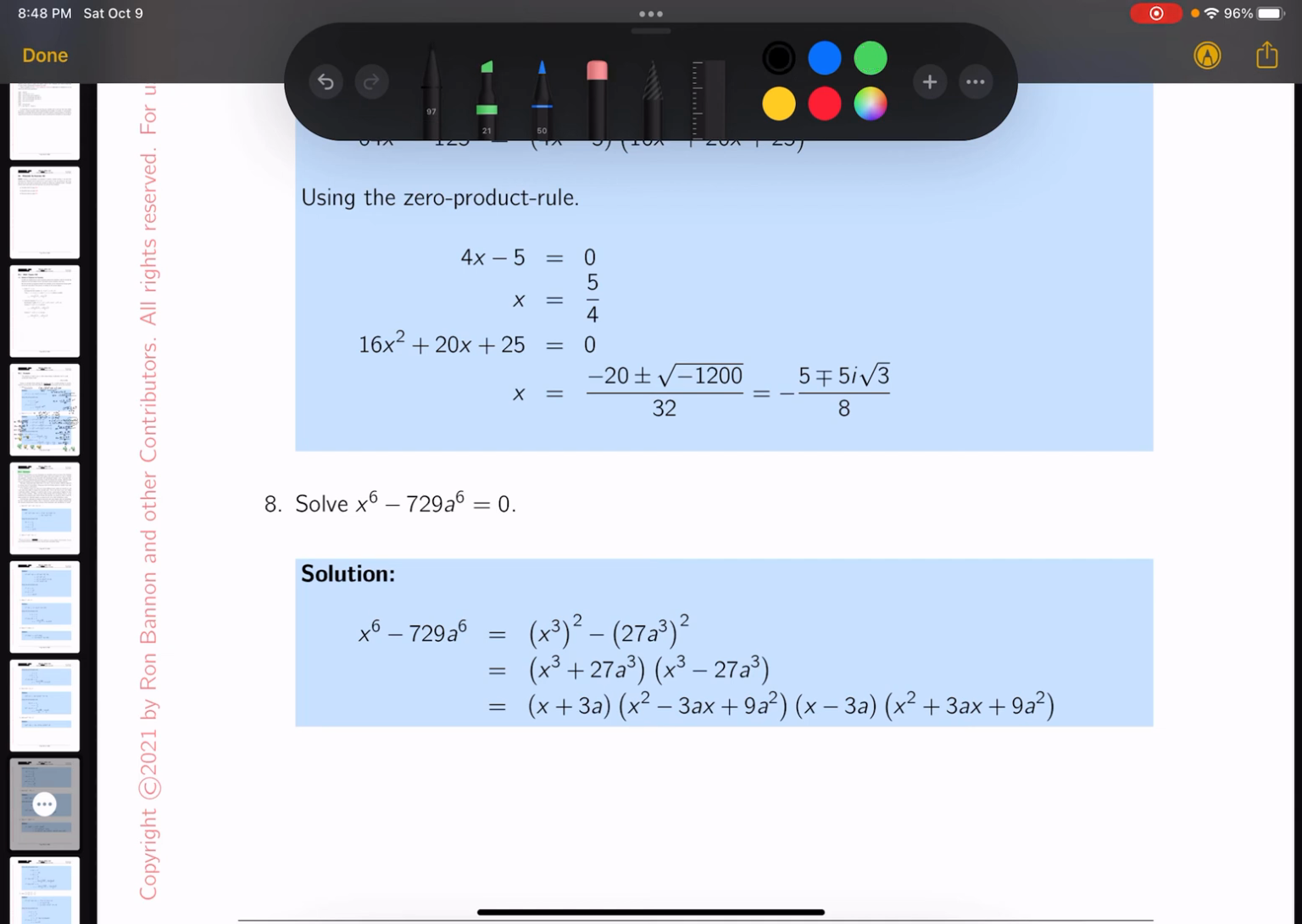Maybe you saw this as being a difference of squares. I don't know, all right? So if you did that difference of squares, what are you going to do? You might say x cubed squared minus, well, what square would give you 729? And again, use a calculator if you're struggling with this, but 27.